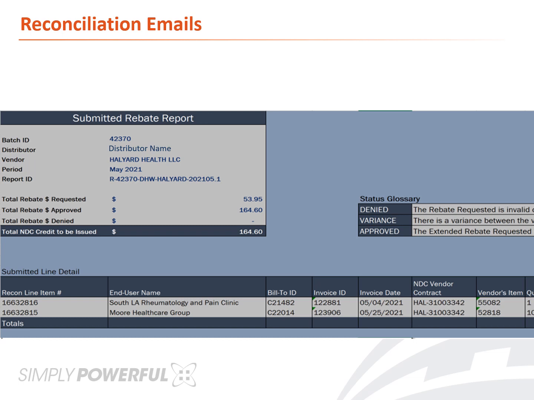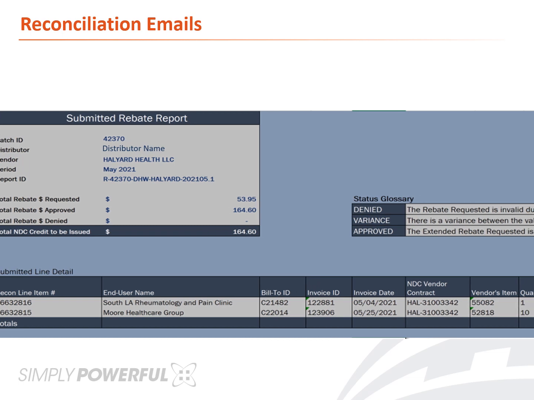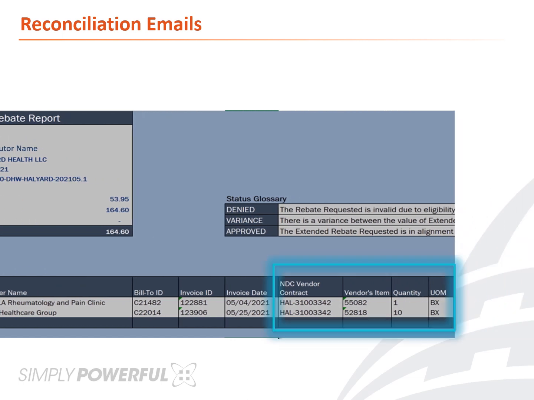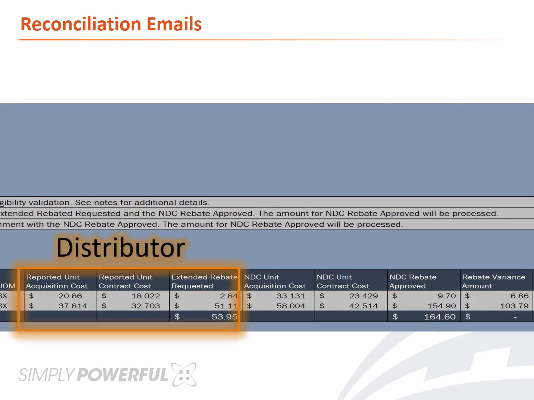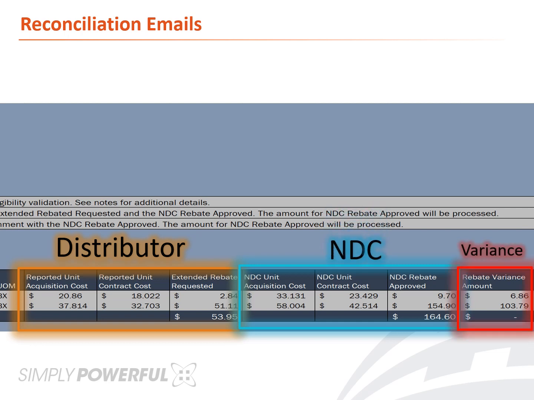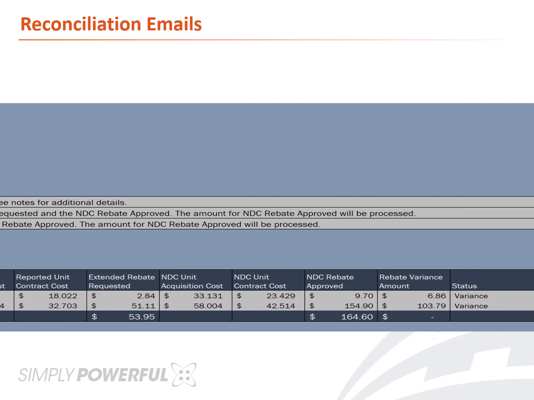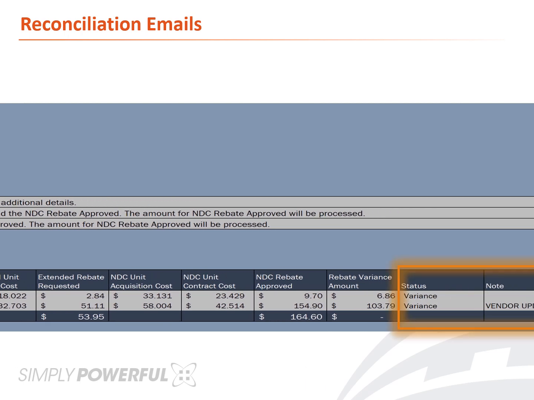Below are the details on the adjusted lines, with customer information, the supplier, and item information. To the right, you will see what you submitted on cost, the adjusted cost validated by NDC, and the difference between the two. The variance equals the difference in the acquisition price minus the contract cost. The far right will include the reason for the difference.